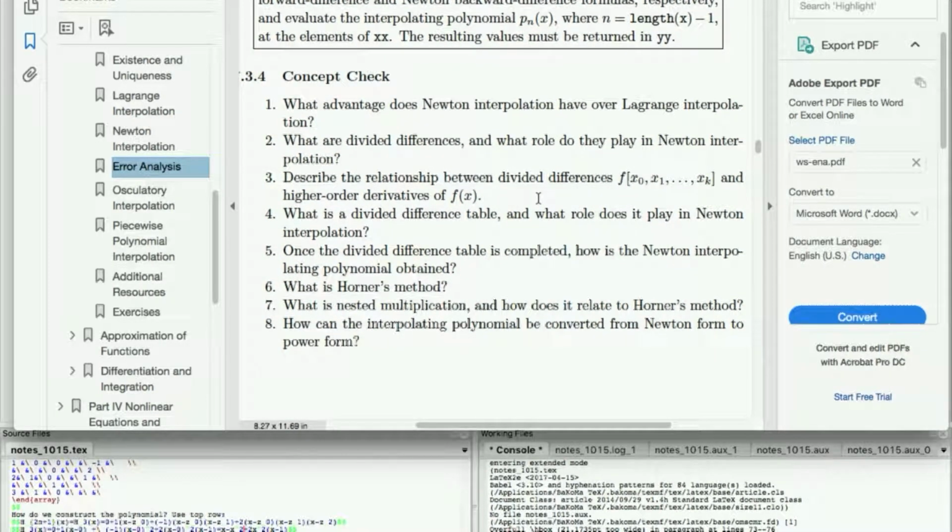Describe the relationship between divided differences and higher derivatives. Well, yeah, there's a theorem right there that states exactly the relationship. Well, we're not proving the theorem. No. It's basically, you're stating the theorem. We're just stating it.